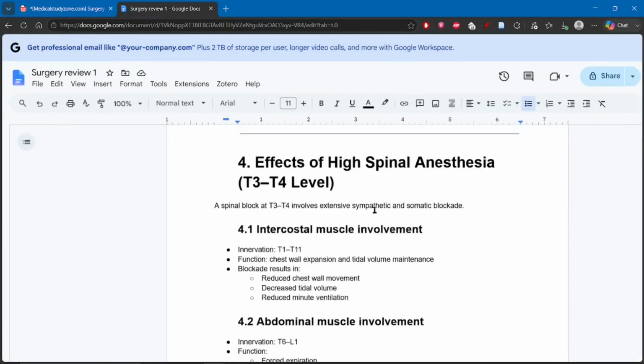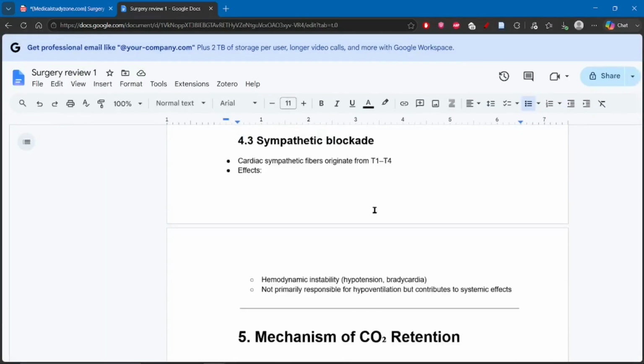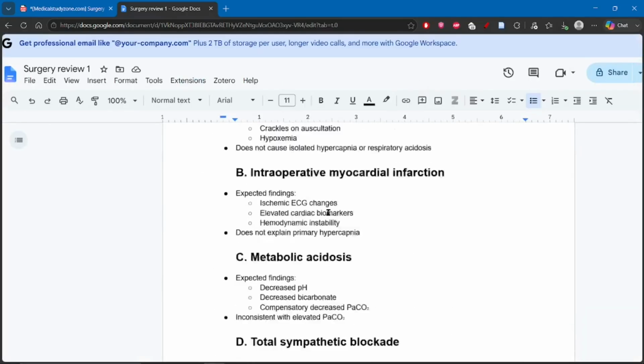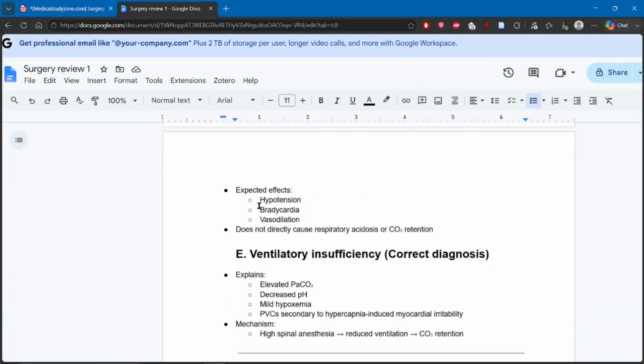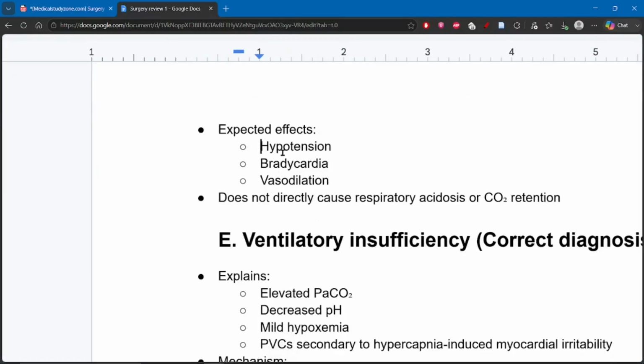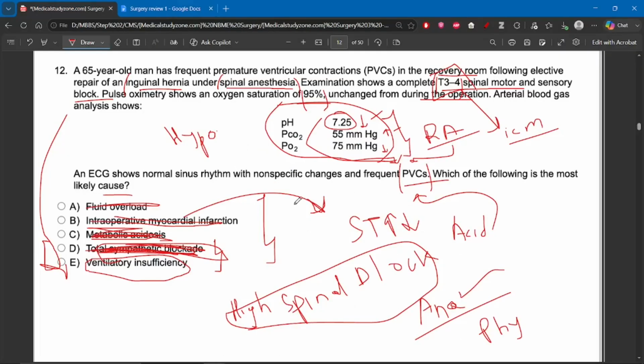I've also written down some notes from their explanation as well. Let me see. So if this was total sympathetic block, they would have given you hypotension, bradycardia, vasodilation. But since they haven't given you any of that, they're trying to push you towards this ventilatory insufficiency option. Okay, so I hope this was clear.